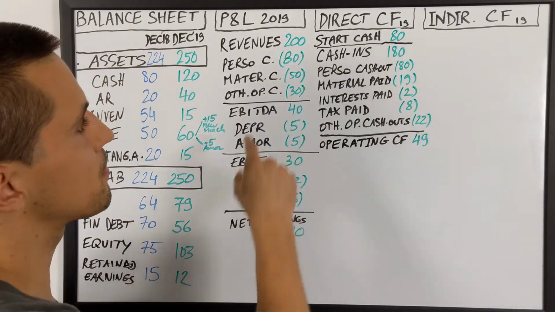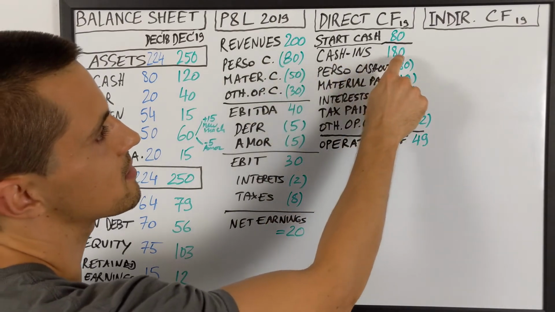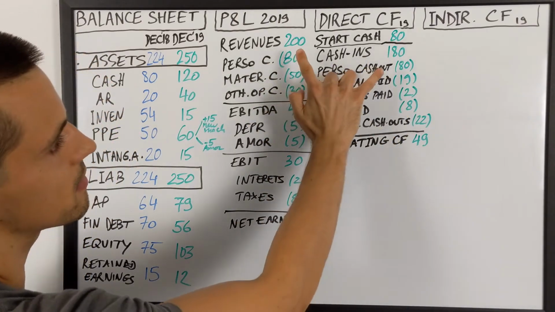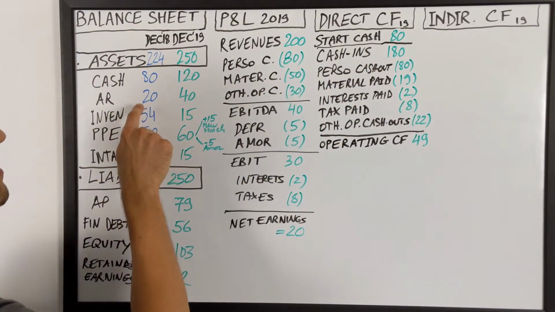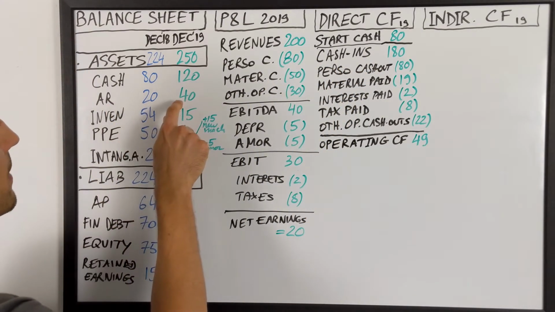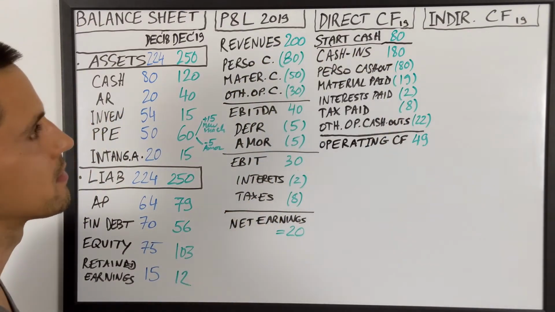That's why I have a gap between my revenues at the end of the year, 200, and my cash ins, 180. So as you can see, there is a gap, and that's also the gap you will find in your accounts receivables. You see, it's going up by 20, so you have a gap here between your revenue and your cash ins.